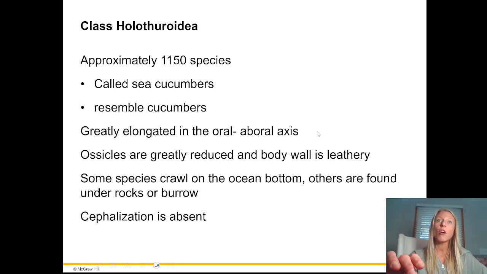Then we have class Holothuroidea. These are the sea cucumbers, and they actually kind of resemble cucumbers. They're elongated in their oral aboral axis. Their ossicles are reduced, and their body wall is kind of leathery. Some crawl on the ocean floor, and others burrow under rocks.